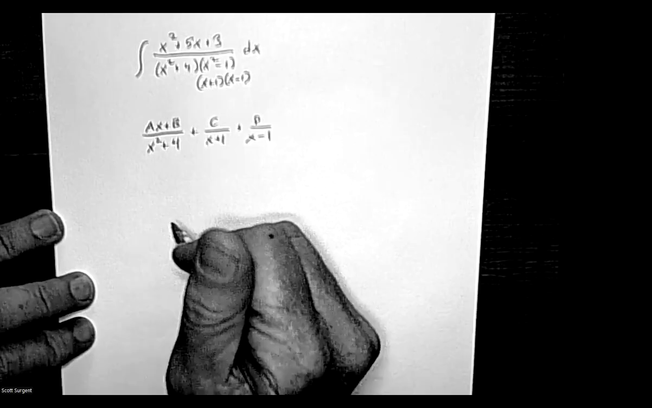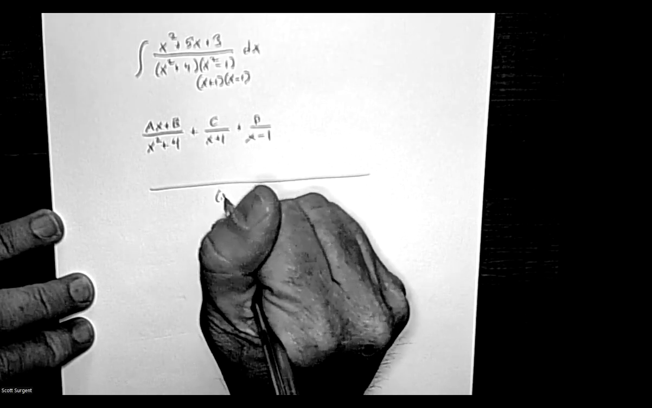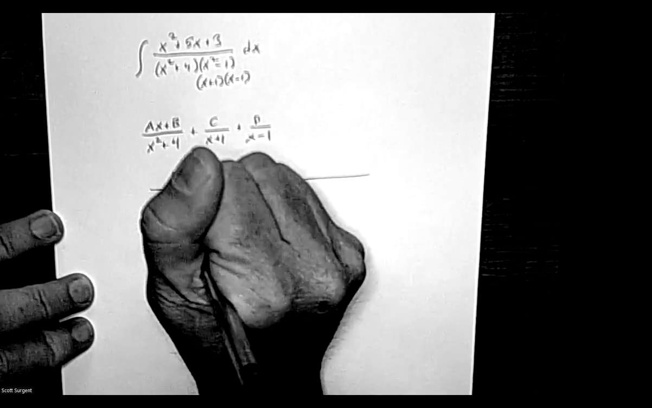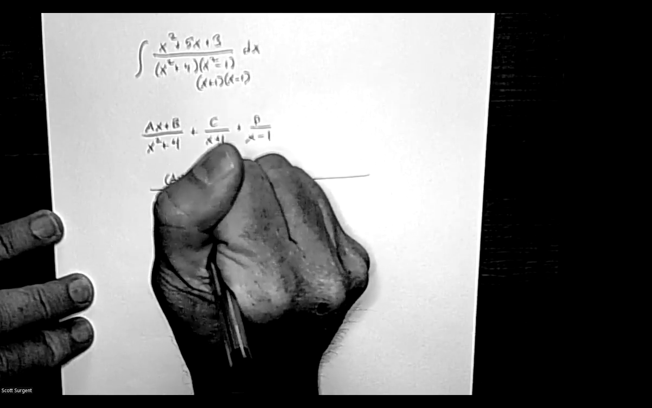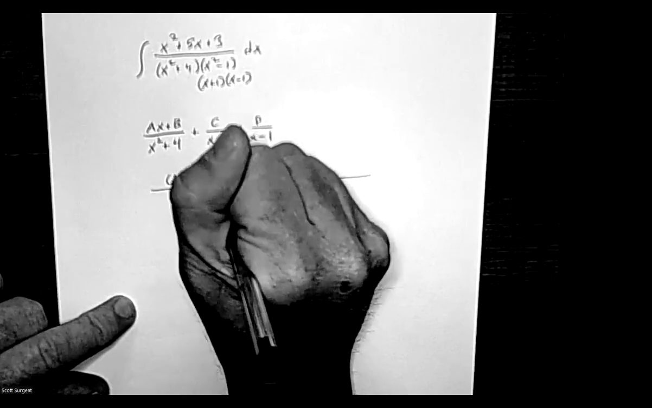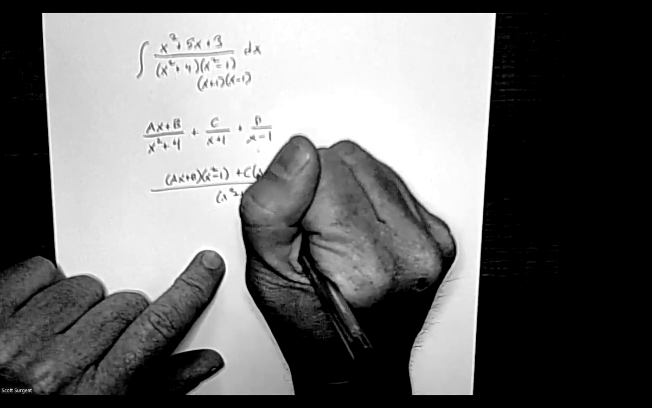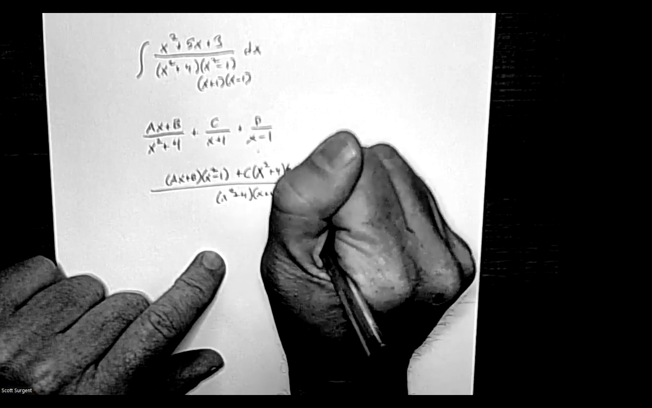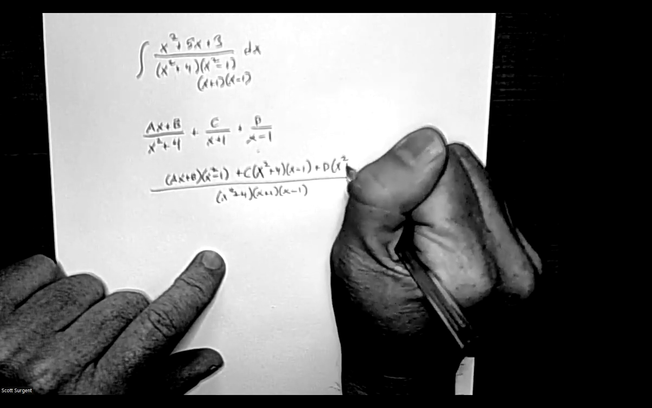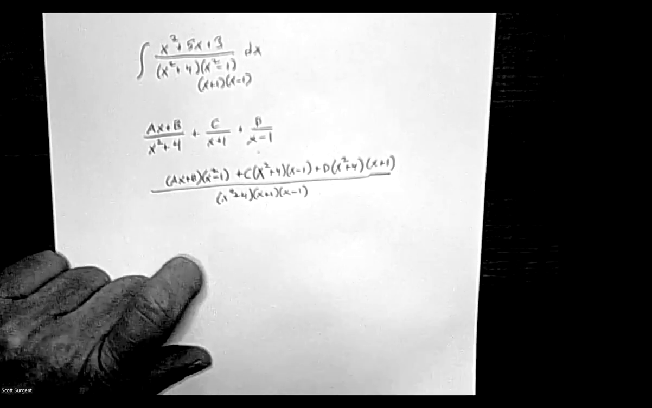Now we're going to recompose it. We're going to bring it all back together, so we're going to remultiply all these parts together. The ax plus b gets multiplied by x minus 1, x plus 1, which I can just abbreviate as x squared minus 1. The c gets multiplied by x squared plus 4 and an x minus 1. And the d gets multiplied by x squared plus 4 and an x plus 1.